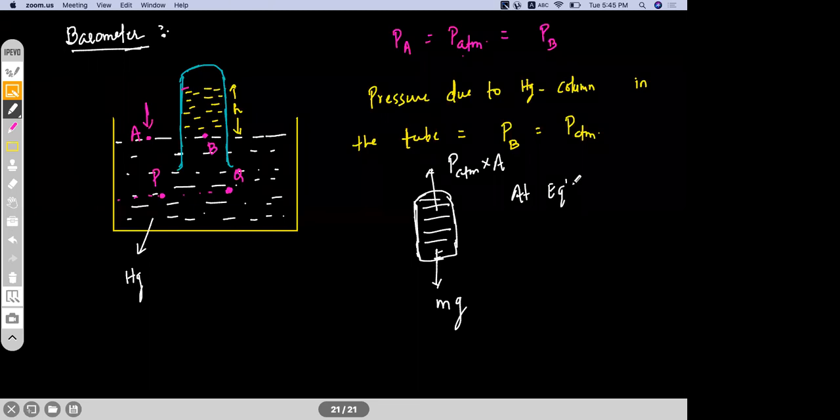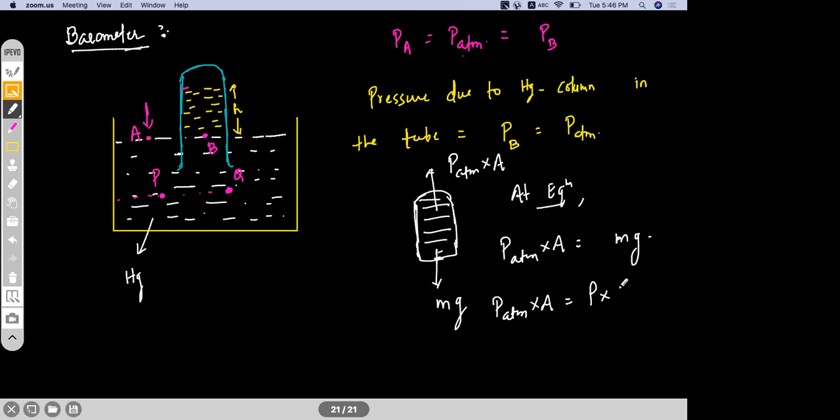At equilibrium, what can we write? We can write the force in upward direction equals the force in downward direction. Okay, m is the mass, g is the acceleration due to gravity. So P atmospheric into A equals mass of the liquid, which we can take as density into volume, this is for Hg, into g. Any doubt here?